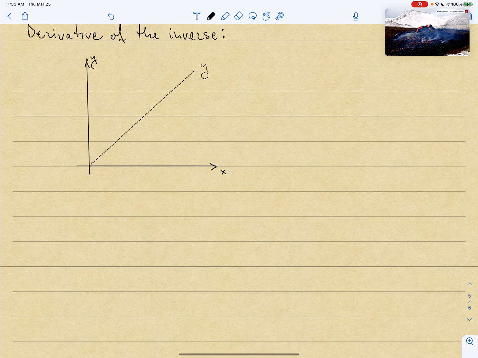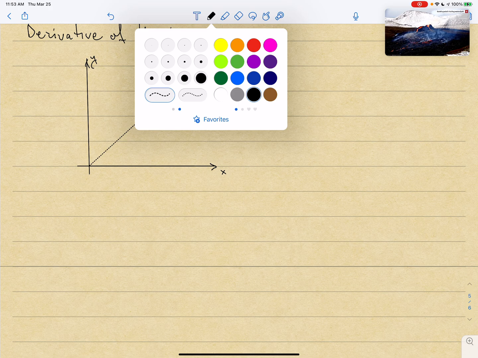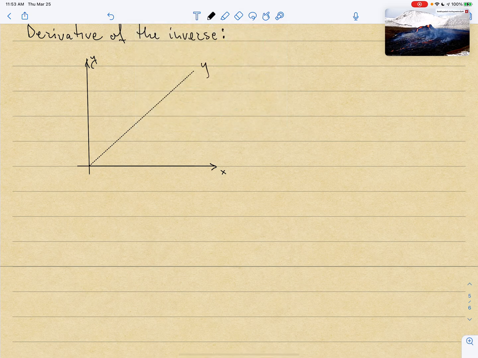So if this is y equal to x, and maybe this is f of x, or y equal to f of x, then the graph of the inverse is going to be a reflection of this one. Use a different color for that. So it's, roughly speaking, a graph of this sort.